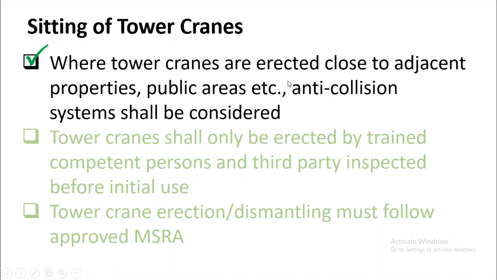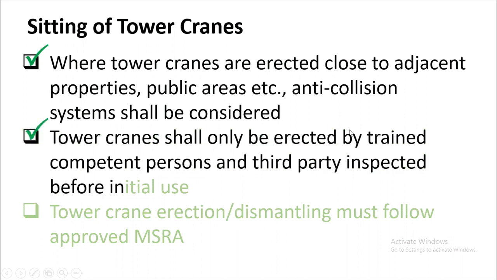This is to ensure that there are no collisions with the structures on adjacent properties or between the tower cranes themselves. So when you are setting up the anti-collision system, make sure that you engage a third-party approved installer for the anti-collision system, and make sure that this anti-collision system is inspected and certified with separate certificates from the tower cranes by the third party.